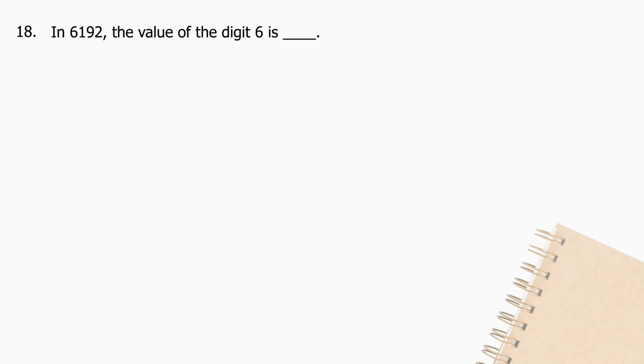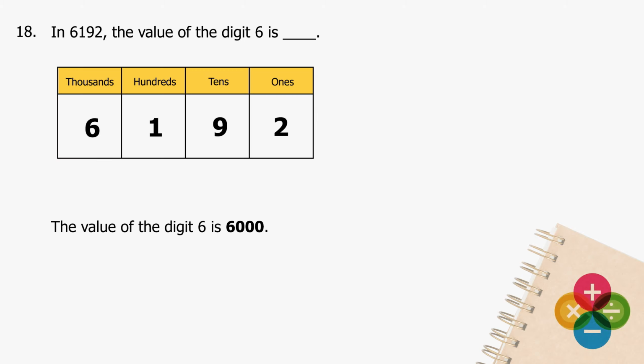Question 18. In 6192, the value of the digit 6 is the missing number. In 6192, the value of the digit 6 is 6000.